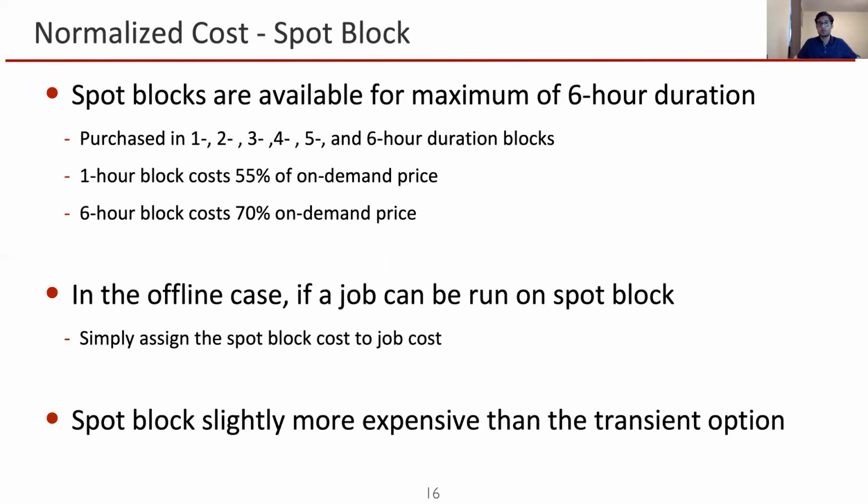Next, moving on to spot blocks. These are a special case of spot VMs, and as we have discussed before, these are billed by duration, and given a higher duration, you get a lower discount compared to lower durations. In the offline case, since we have precise knowledge of how much time a job runs, we can definitely know whether a job can run on a spot block or not. In case it is runnable on a spot block, we don't assume any revocation, and so we simply assign the spot block cost to the job cost, similar to the on-demand case.